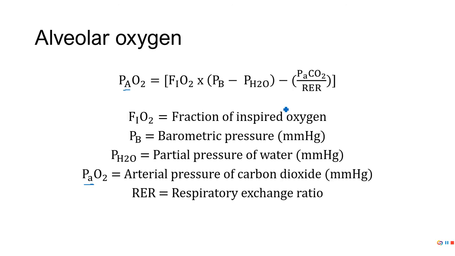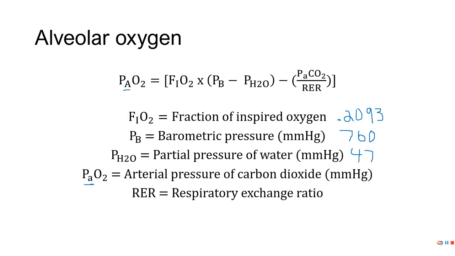So we've got FiO2. Basically, that's the percentage of oxygen in the air that's being breathed in, the fraction of inspired oxygen. Normally the actual value would be 0.2093. PB is barometric pressure. Normally at sea level, that's about 760. But if I go see my parents in Utah, it's probably closer to 600. Partial pressure of water will always be 47.